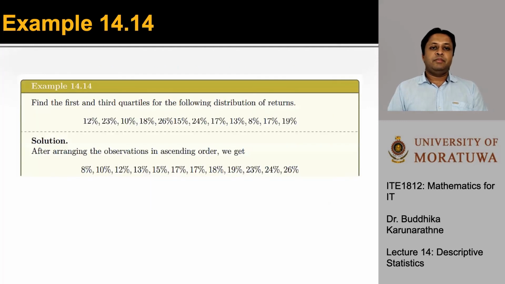Let's take one more example. You have to find the first and third quartiles for the following distribution of returns. You are given a set of values. The first thing you want to do is arrange these values in ascending order. So you get 8, 10, 12, 13, and so on.